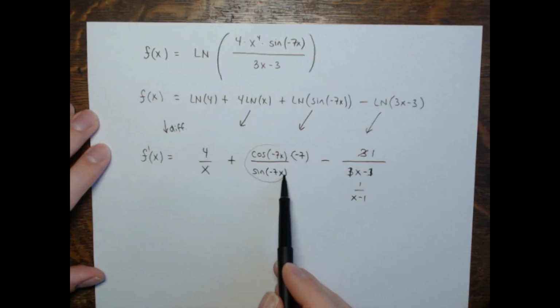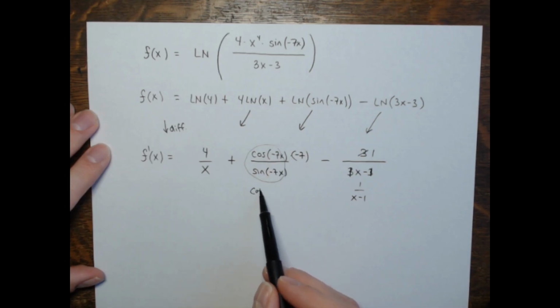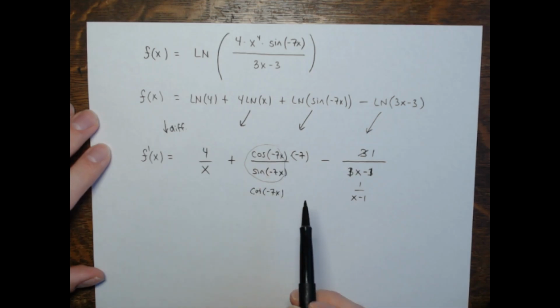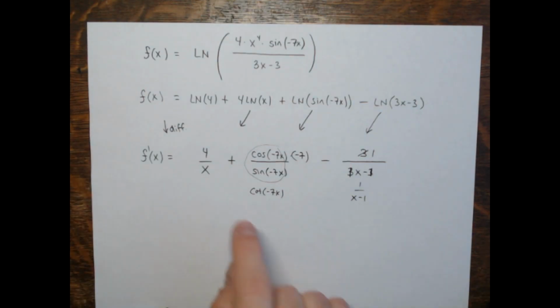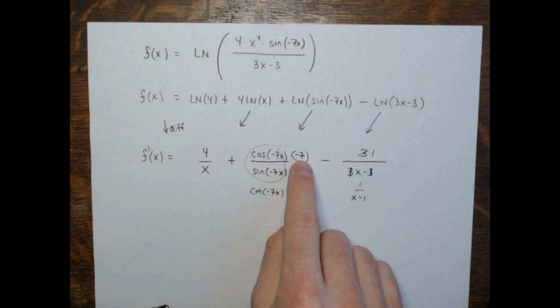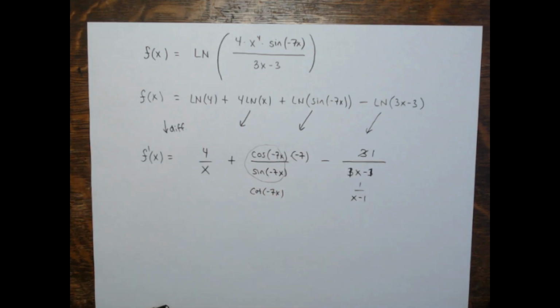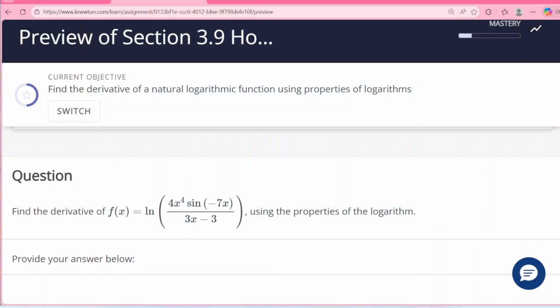And this here I'm going to call cotangent, again, of -7x. All right, so we have 4 over x minus 7 times the cotangent of -7x, and then minus 1 over x minus 1. That's what I'm typing in.